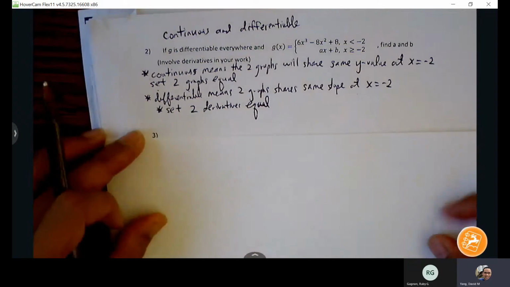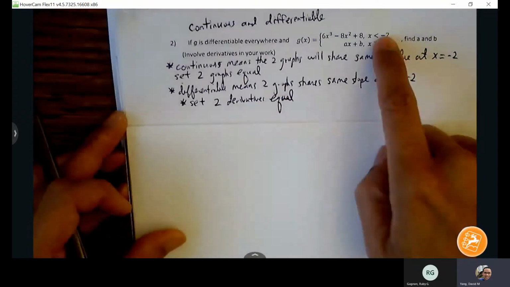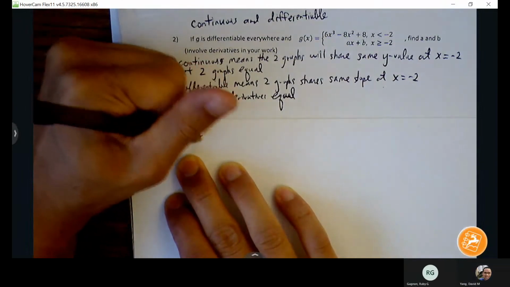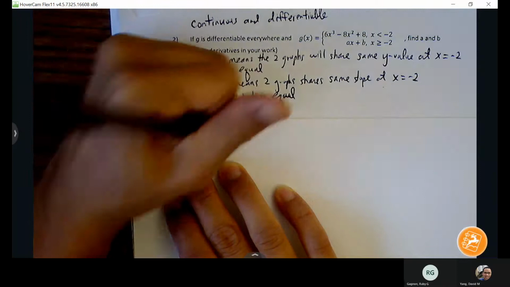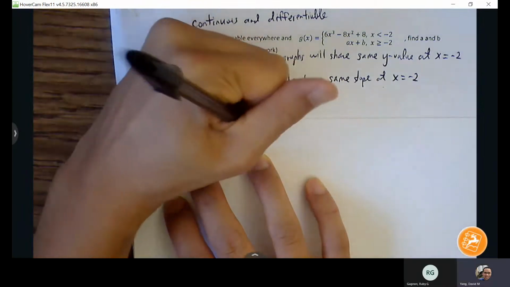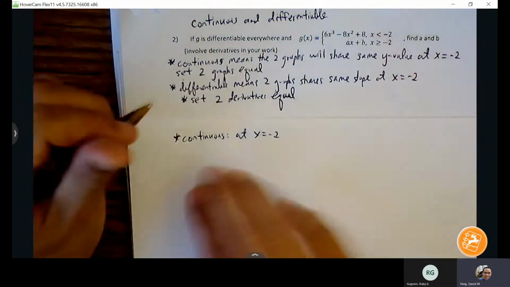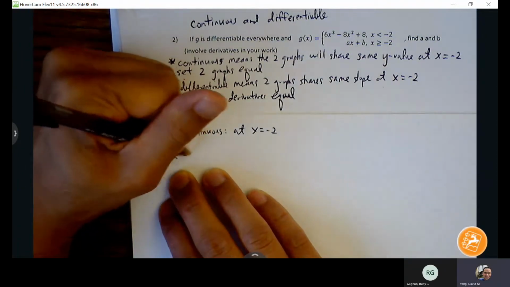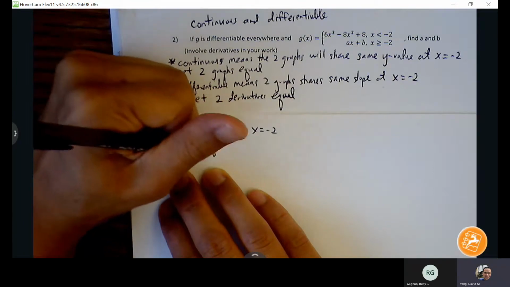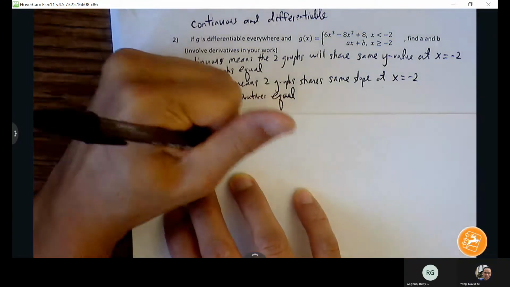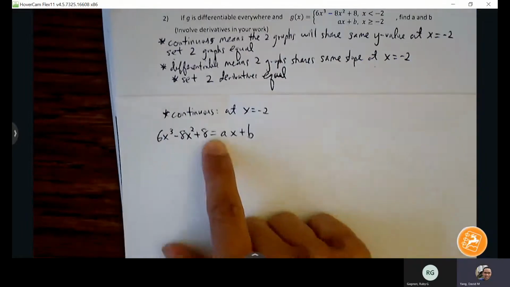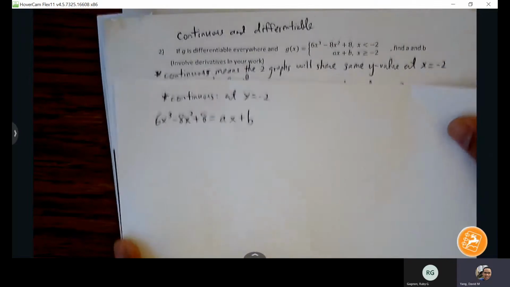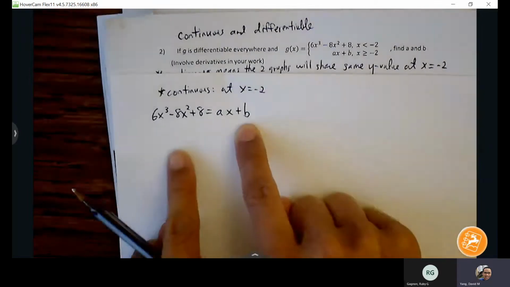Okay, I'm running out of room here, so I'm going to put this here. So the continuous portion here. Set them equal. Okay, we're not going to be able to solve for A and B, but we can at least make some progress. We can go as far as we can and clean this up. What would your next step be?